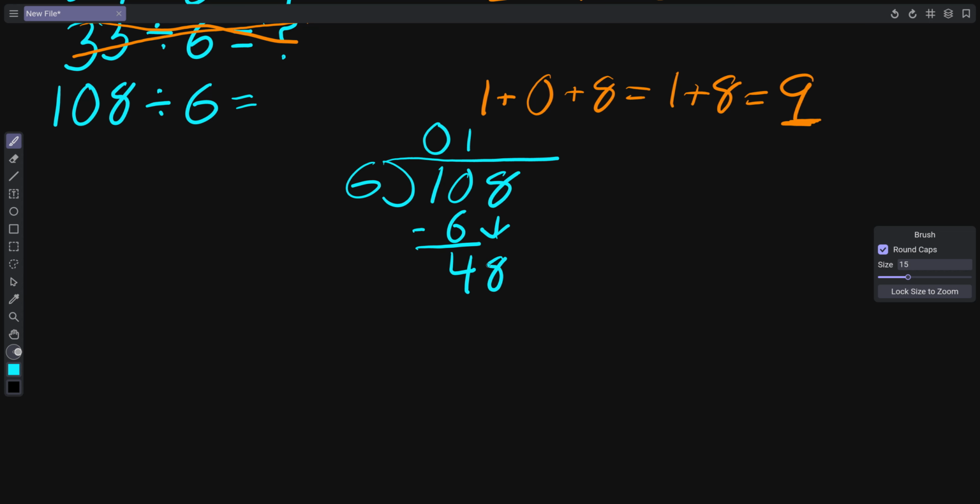6 goes into 48. Let me count. I believe that is 8 times. And 6 times 8 equals 48. And this will cancel out. And 18 is our final answer.